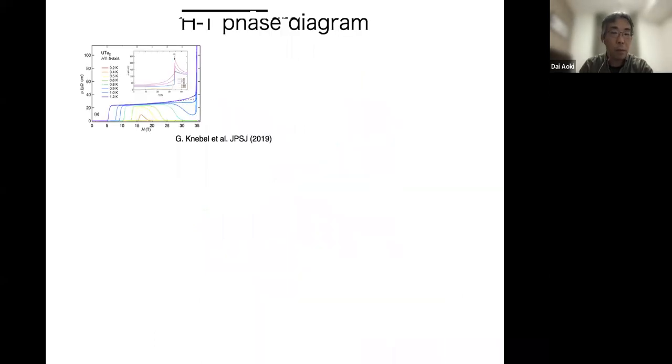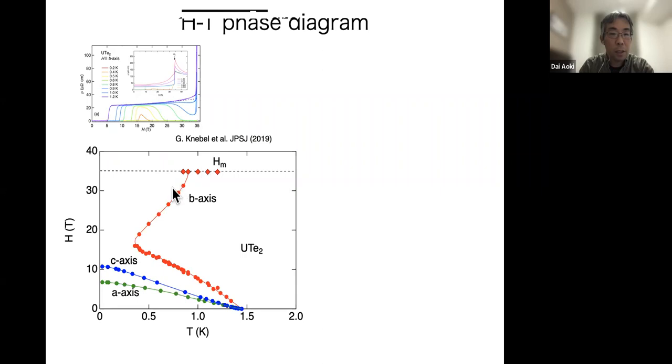For the H-T phase diagram, one of the highlights is the spin reentrant superconductivity, as I said. This is the magnetoresistance as a function of field. You can see the reentrant behavior. For example, if you look at 0.6 Kelvin, the superconductivity is killed, but it reappears. And then the superconductivity is finally suppressed at 35 Tesla.